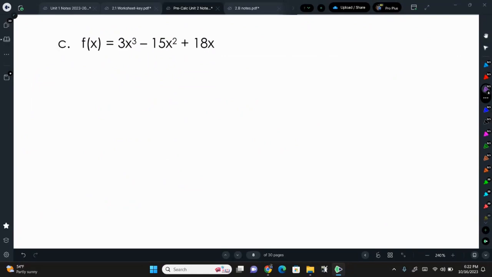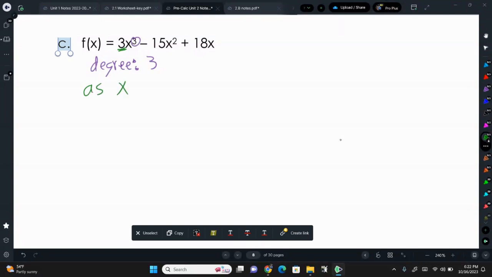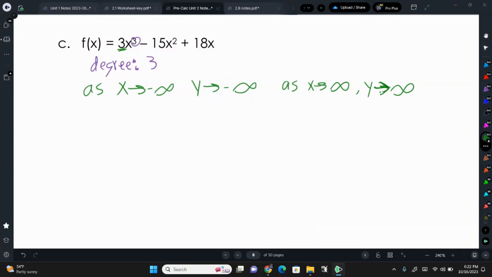So let's identify that we have an odd degree, so the degree is 3, which is odd, and we have a positive leading coefficient, which means that the left side is going to go down and the right side is going to go up, because we have an odd degree and a positive leading coefficient.